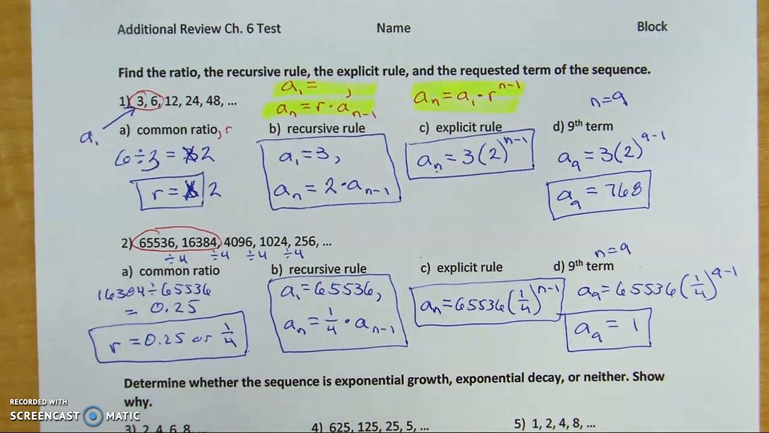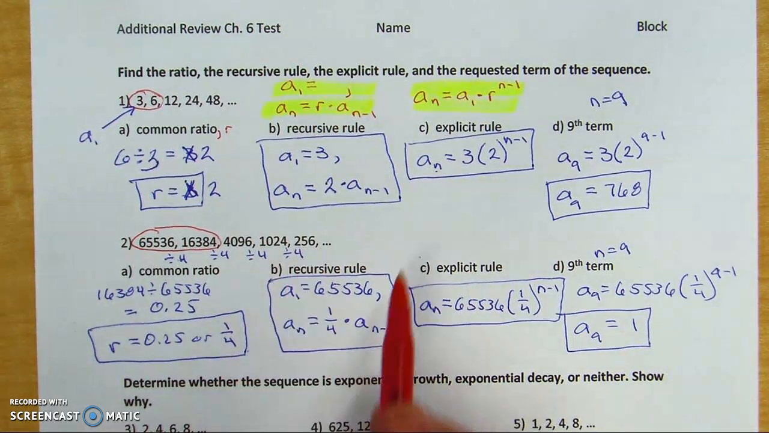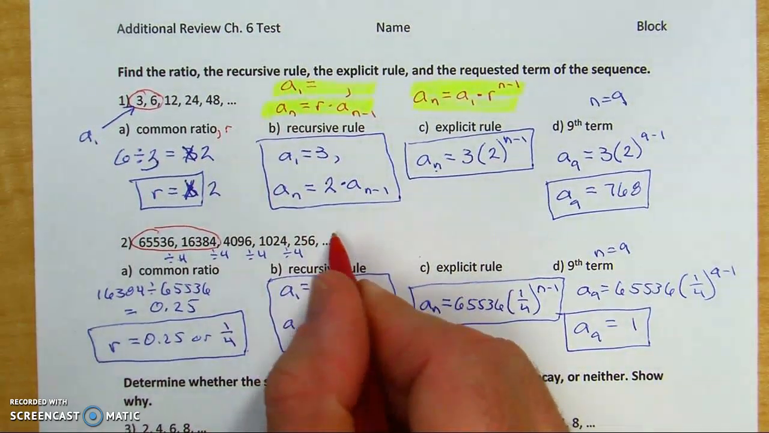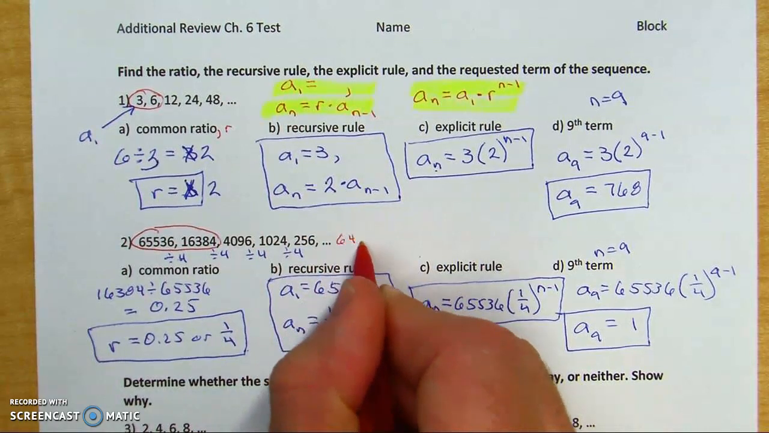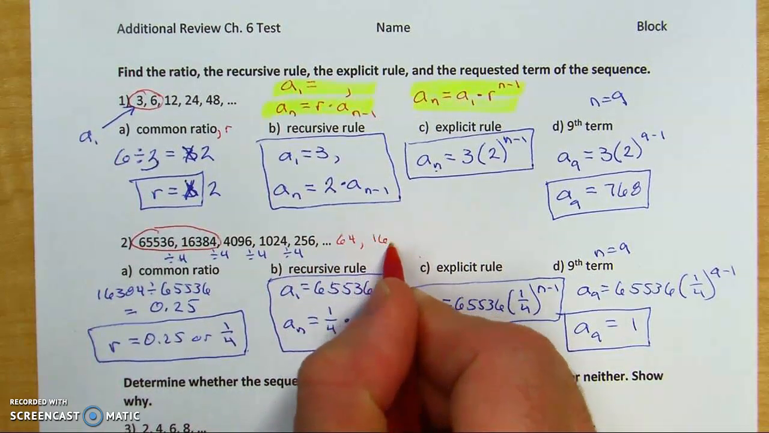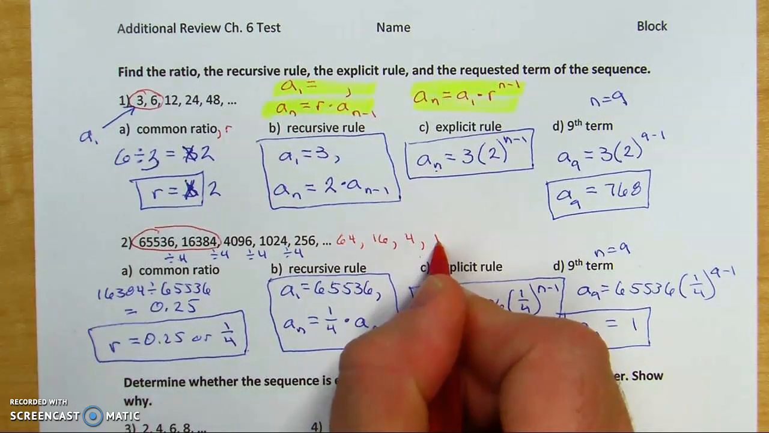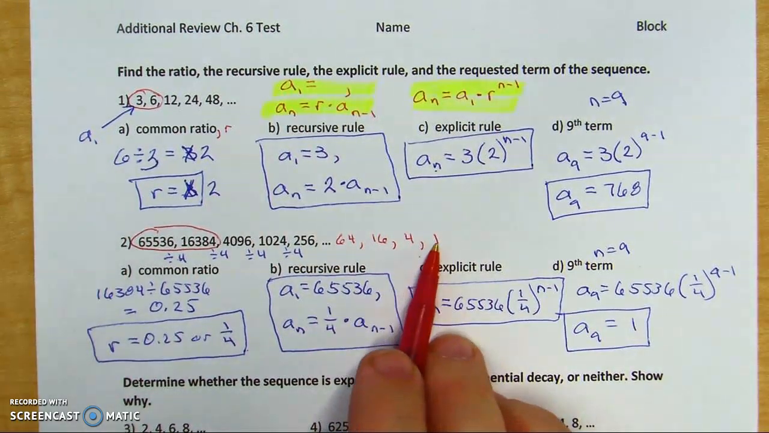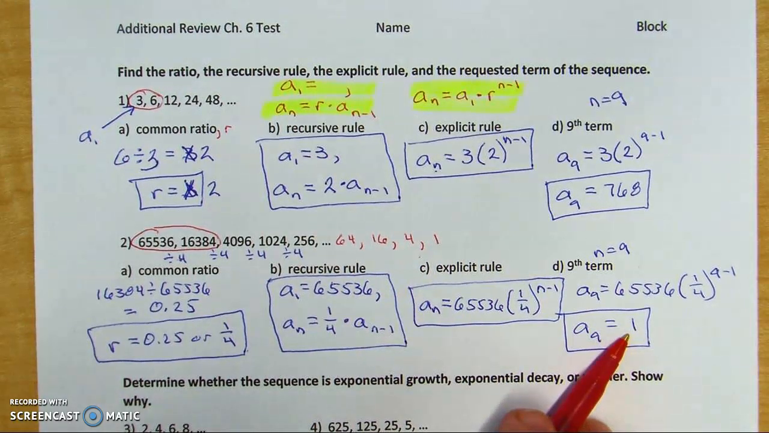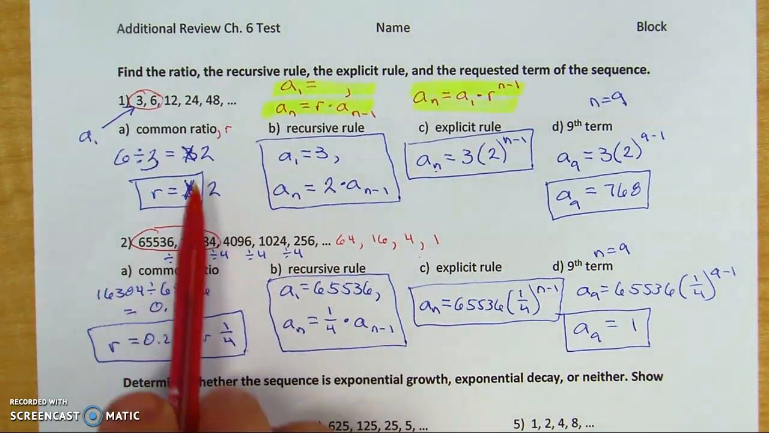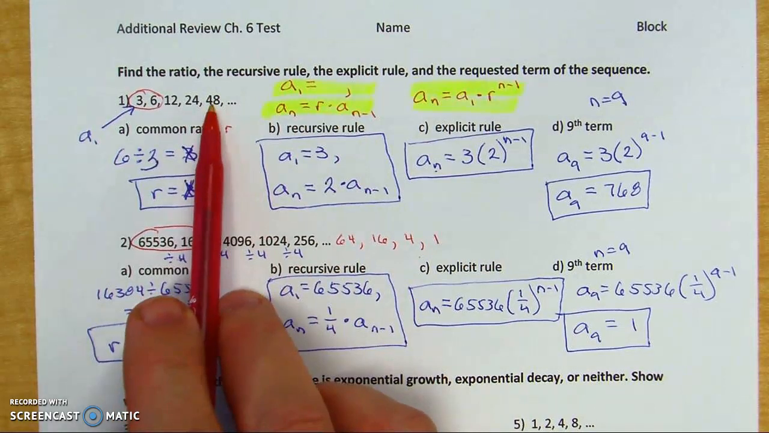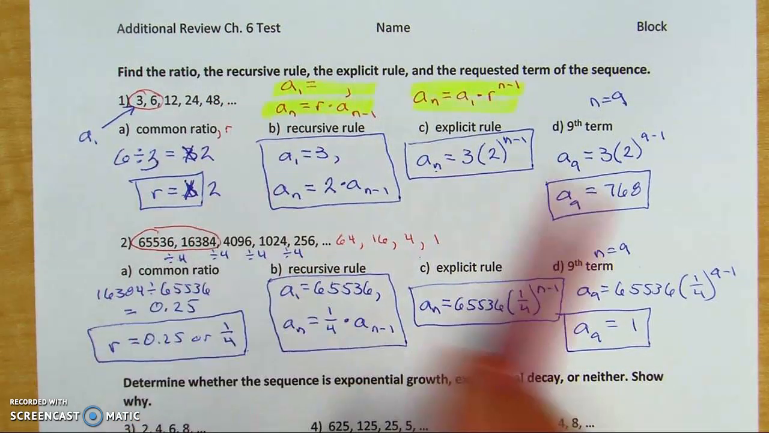Now on both of these, you could also get this last answer by just continuing this pattern. 256 divided by 4 would be 64. Divide that by 4, you get 16. Divide that by 4, you get 4, and then a 1. So this would be the ninth term, and that shows you that that's correct. And you could do the same thing up here. We're multiplying by 2, so just multiply by 2 4 times, and you'll get 768.